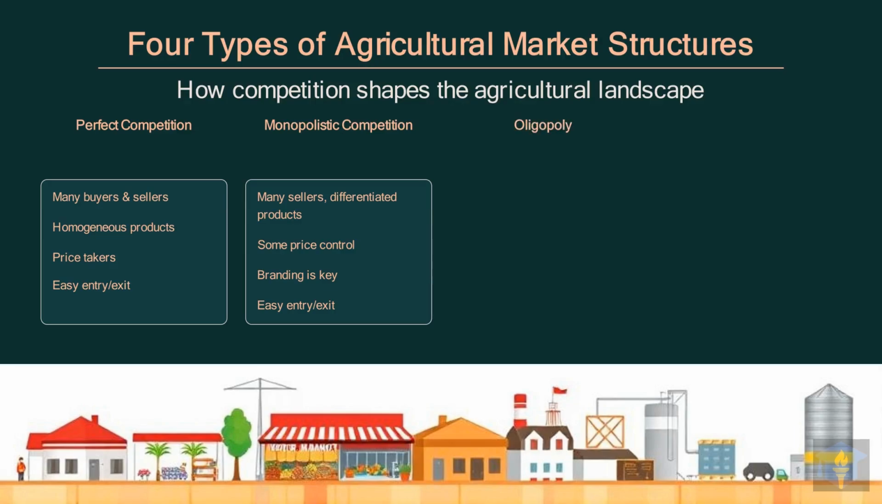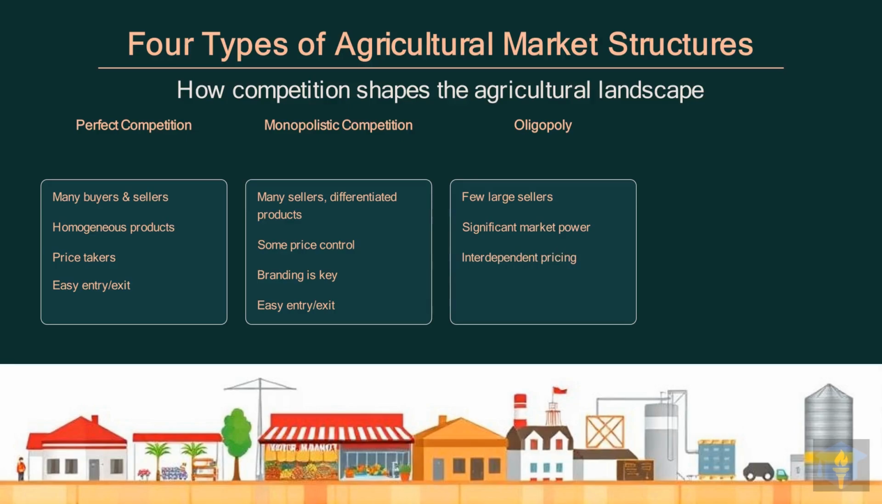Now, let's look at oligopoly. This features few large sellers. They hold significant market power. Pricing decisions are interdependent. There are high barriers to entry.